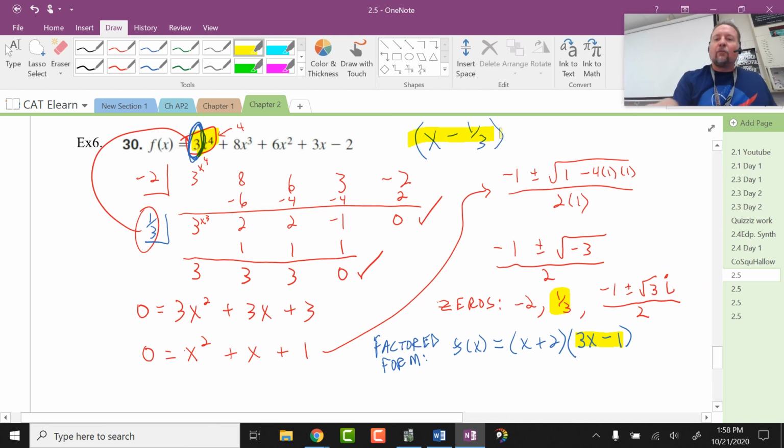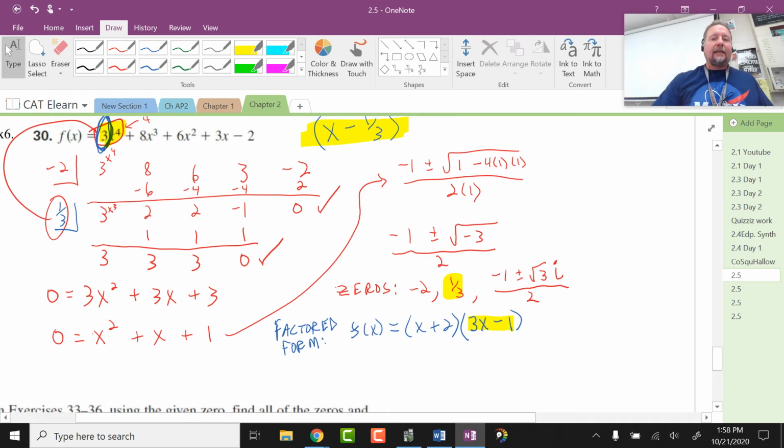So I will say this, if someone wrote this as a factored form of that, you would get a half point off because it doesn't match the question. And I really hope you understand that, as we move forward. It's just double checking at the end, making sure your answer makes sense to the question that you're dealing with.